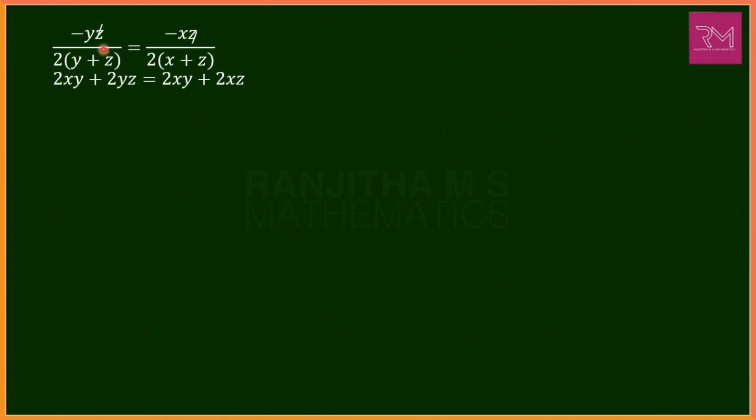Here 2x into y is 2xy plus 2yz, which is equal to 2xy plus 2xz. Here plus 2xy gets cancelled. Here 2yz is equal to 2xz. Here also 2z gets cancelled. The remaining is x is equal to y.